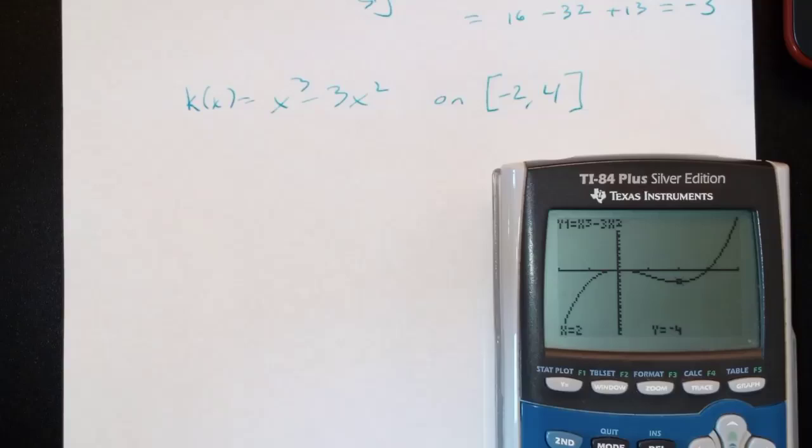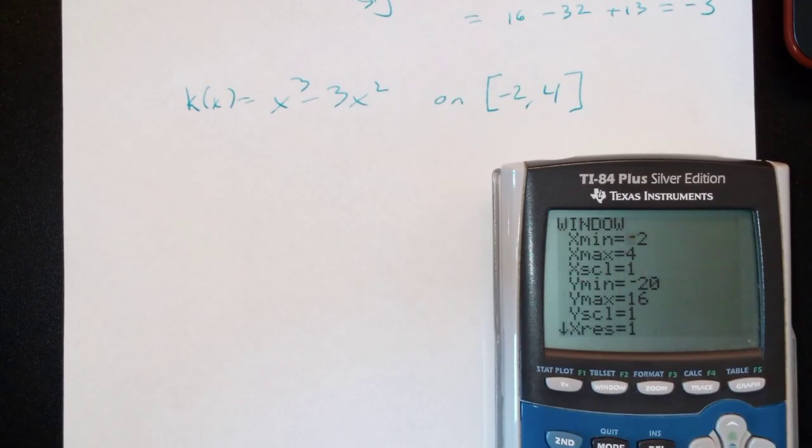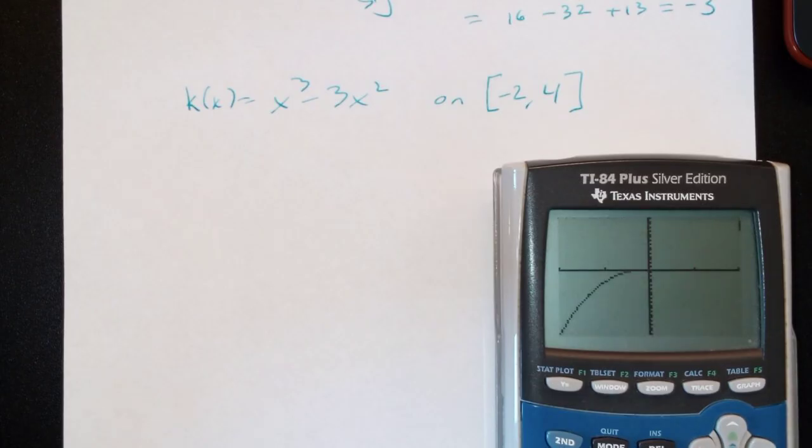If I change the interval, I change the answer. If I change that, instead of going from -2 to 4, to go from -2 to 2, then 0, 0 is my absolute maximum. Because that's the only highest point on the graph. Everything else is below it in this interval.